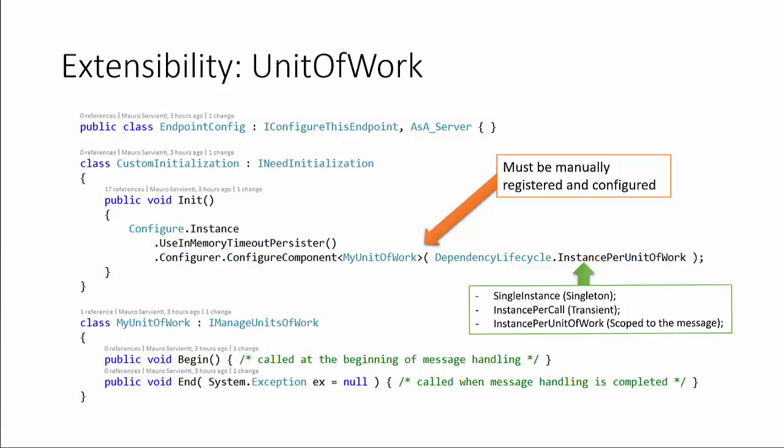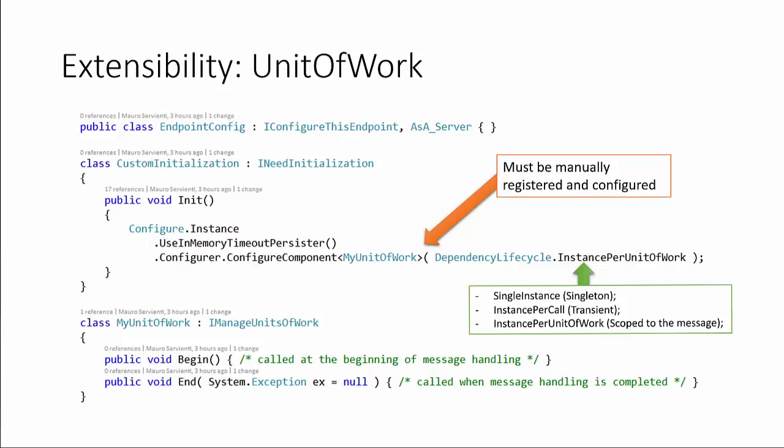So be really careful in storing some state in that instance, because that state will be shared across all the callers. An instance per call dependency lifecycle behavior basically means that the class will be a transient instance, meaning that each time we ask the dependency inversion of control container to resolve an instance of the type for us, a new instance will be created. Thus, in this case, it's safe to have some state in these instances.